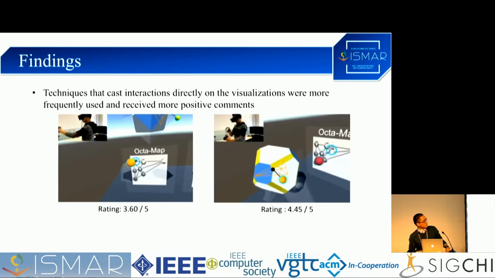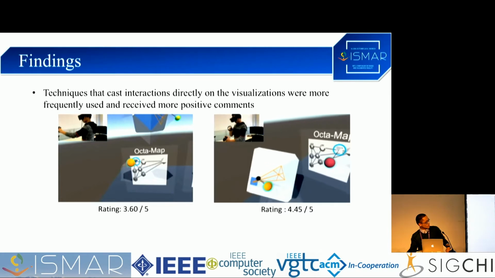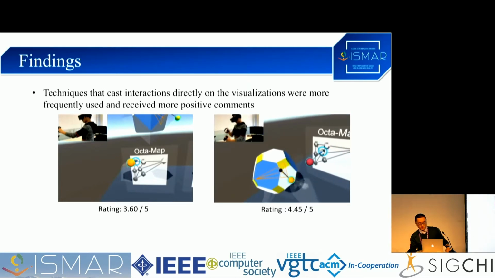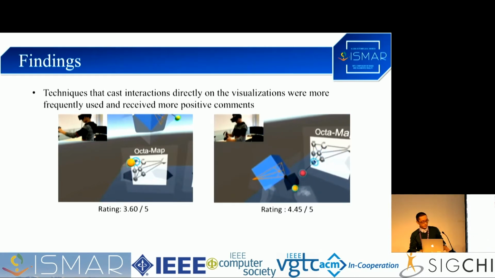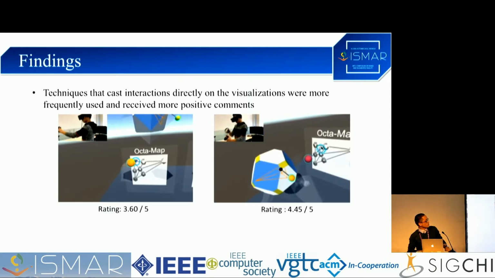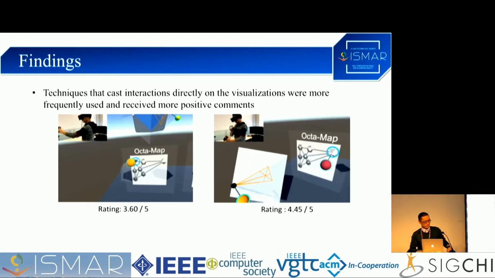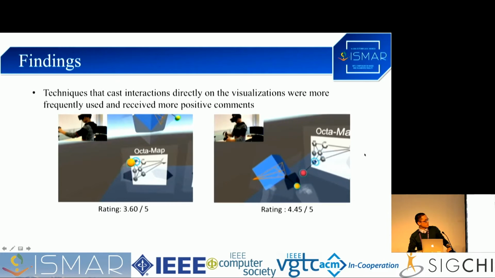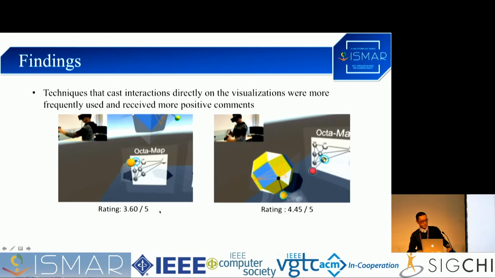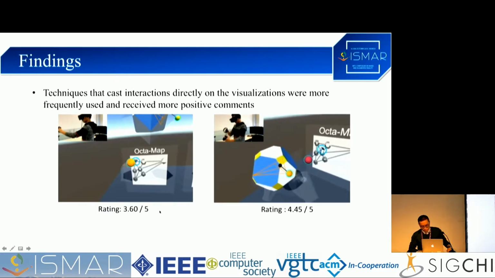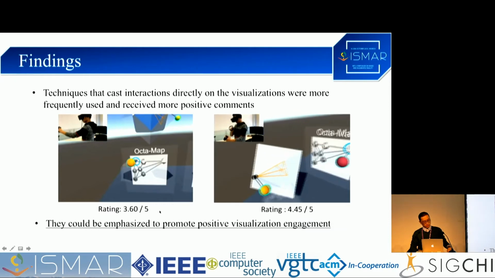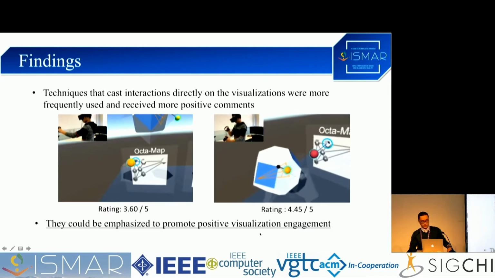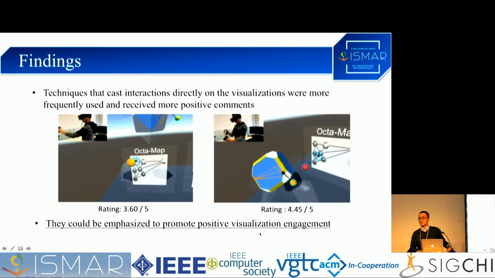For example, here we have two techniques for transforming the 3D solids, and users can interact on the map, or they can just move one vertex of the 3D solids. And then we found that participants used the technique on the right more frequently, and the technique obtained higher ratings as compared to the left one. So here we think that direct manipulations could be emphasized to promote positive visualization engagement as compared to indirect ones.